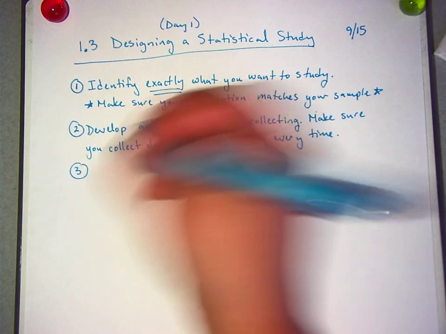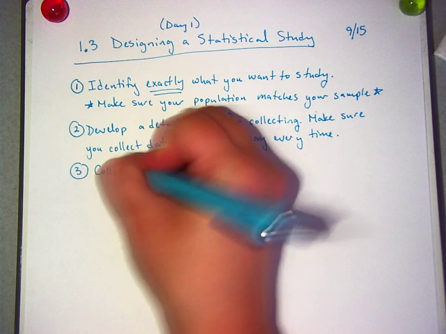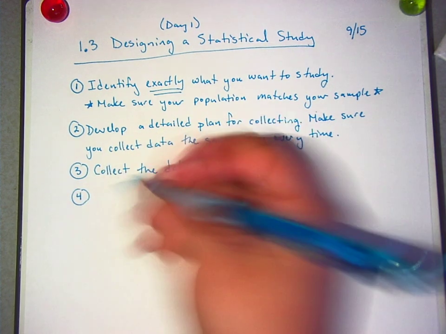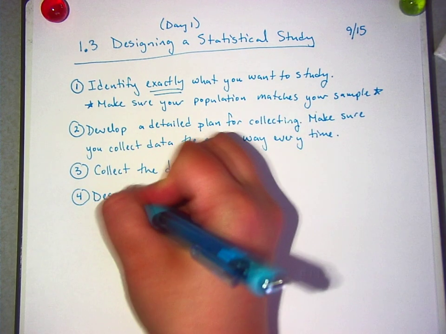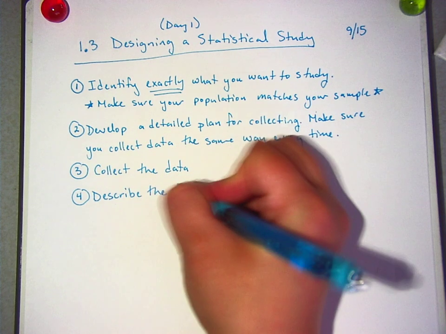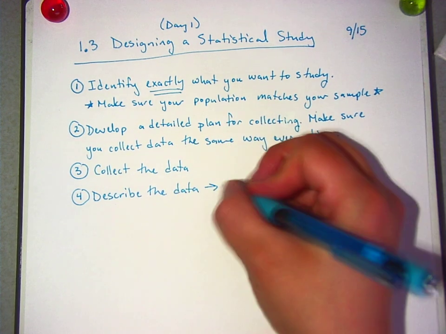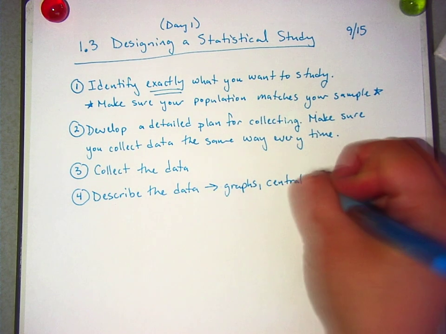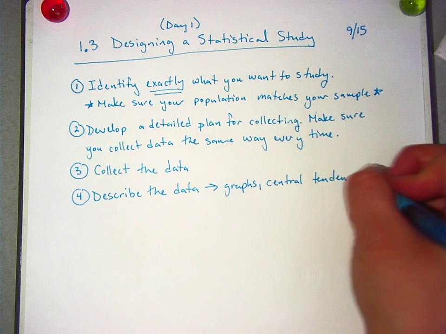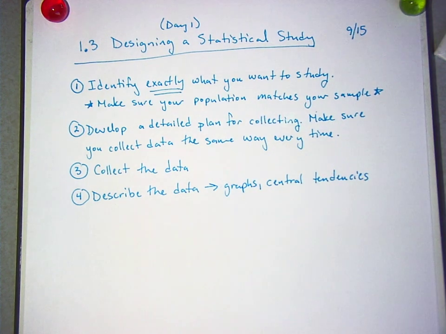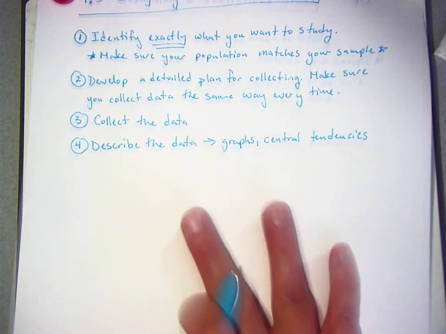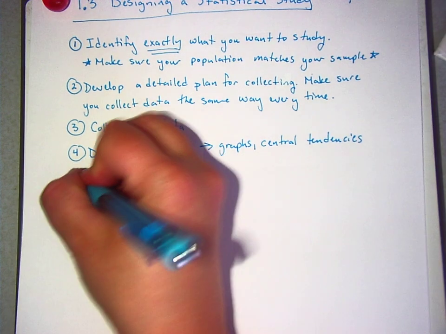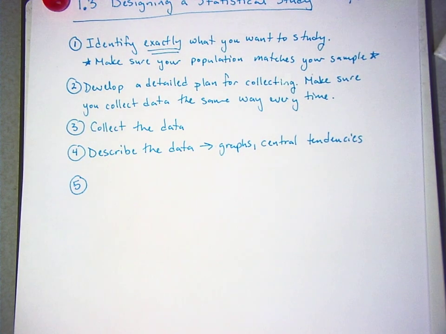Step 3 is to collect the data following your plan. Step 4 is to describe the data. You can use graphs or central tendencies. That would be like mean, median, mode, standard deviation, if it's quantitative. So far, we've only done facts.